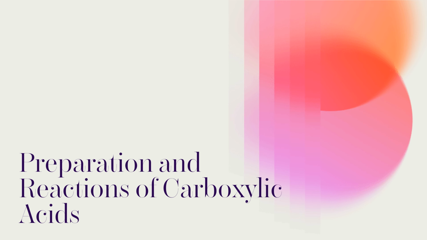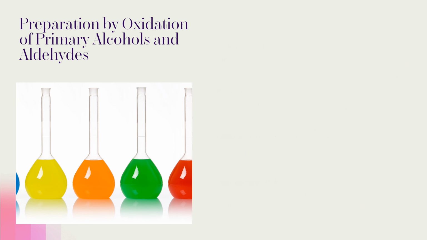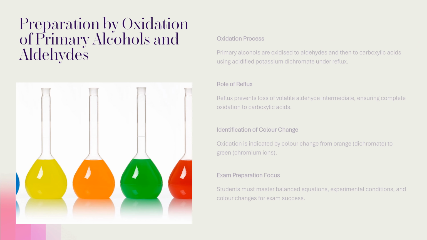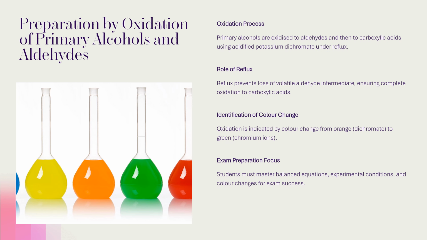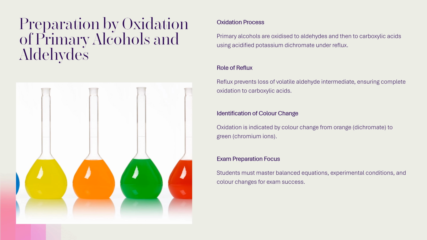Preparation by oxidation of primary alcohols and aldehydes, reactions with metals, bases, and carbonates. Carboxylic acids are commonly prepared by the oxidation of primary alcohols or aldehydes. The oxidizing agent typically used is acidified potassium dichromate(VI), K2Cr2O7/H2SO4.